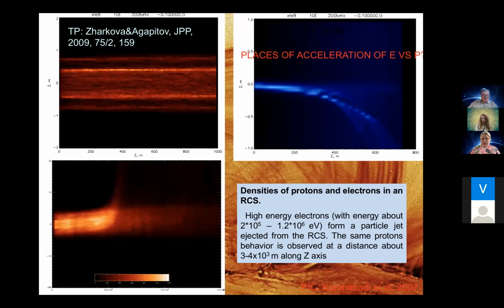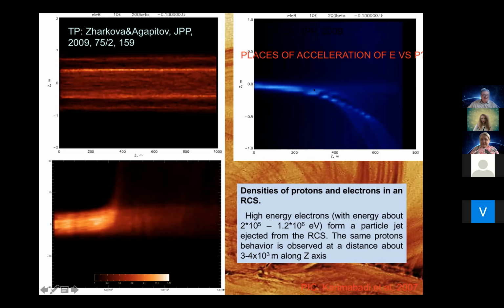What we found, though, is that this happens simultaneously. On the right-hand side, we simulated with Agapitov the motion of an electron, which shows a very thin layer where electrons are accelerated. If they enter the current sheet at the point z equals 0, they will be ejected at a point between 200 and 400 meters. But look what happened with the protons on the left-hand side. They enter at the same point, but they will be accelerated at 4,000 meters, about 10 times longer.